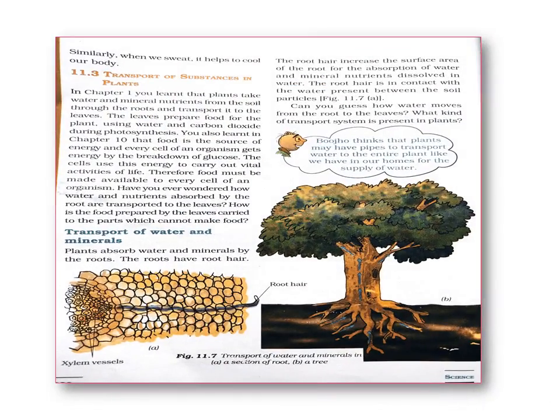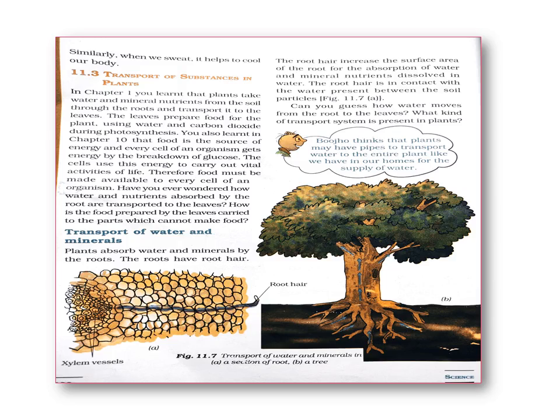Now our next topic is transport of water and minerals. In the previous video I already explained that plants absorb water and minerals by the roots from the soil. The roots have root hairs. You can see the diagram. The root absorbs water and minerals from the soil. The root hairs increase the surface area of the root for the absorption of water and minerals.